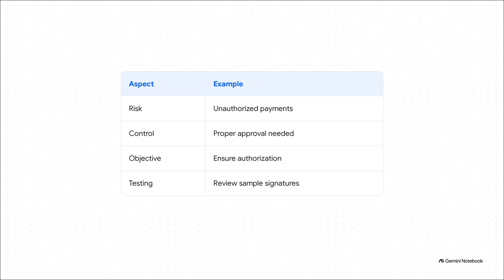And lastly, row 4, testing procedure. Review sample of cash payments for proper approval signatures. As an auditor, you'd walk in, ask for, say, 50 random cash disbursement receipts from the last quarter, and meticulously check if the manager's signature is actually on every single one of them. Because if it's missing, well, the control has failed.